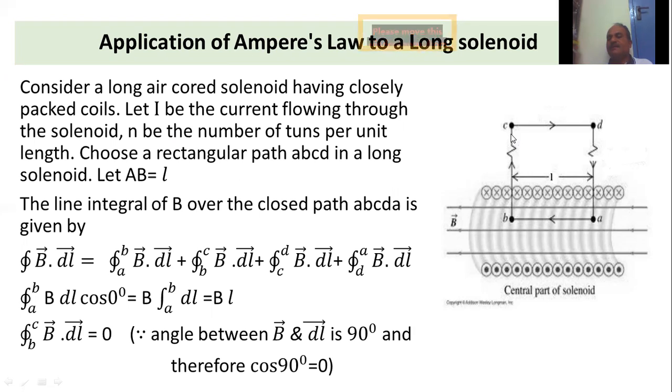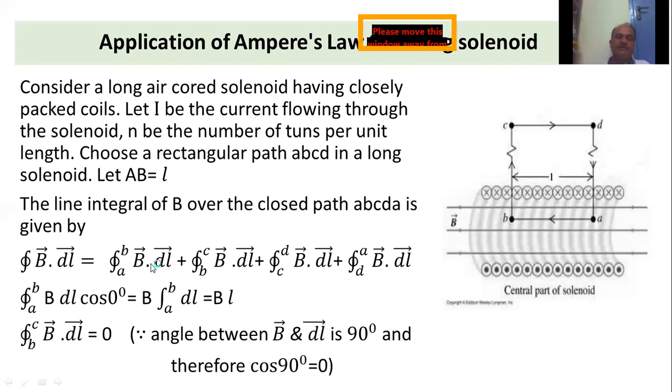So here we have chosen a rectangular path ABCD on the solenoid such that AB is equal to L. Then the line integral of B over the closed path ABCD is given by this equation. Closed integral of B dot dl is equal to the integral from A to B of B dot dl plus the other terms, because we have to consider the magnetic field due to every side of this rectangular path. This rectangular path has four sides, so the magnetic field due to every side is to be added. So it is written in this way.